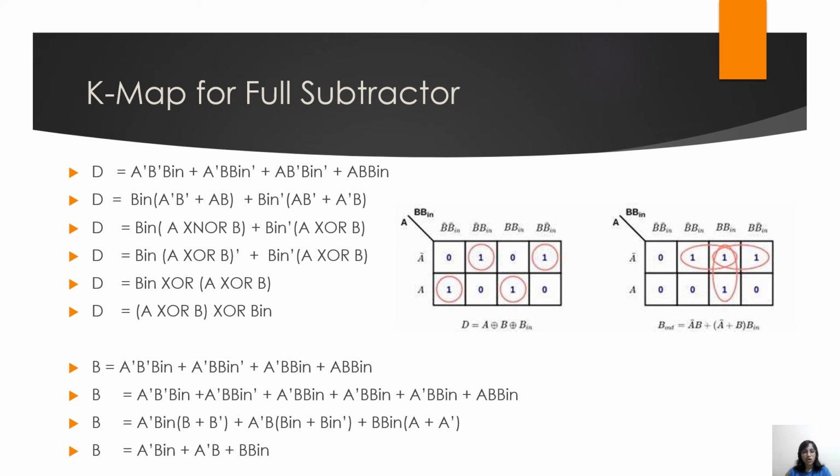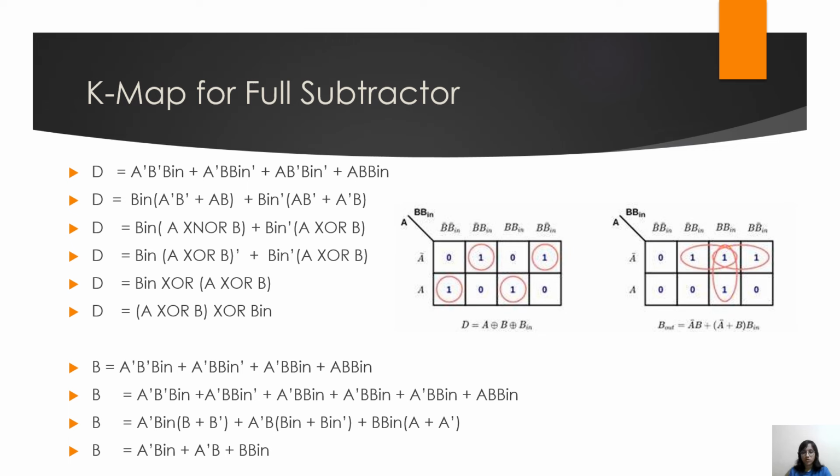Now, by taking Bin common in the first two terms, we can write it as Bin of A bar B bar plus AB, plus again taking the Bin bar common, Bin bar of A B bar plus A bar B. Now we can write the given term as Bin of A XOR B whole bar plus Bin bar of A XOR B. In the next step, Bin XOR of A XOR B. So finally, we get the output as A XOR B XOR Bin for the difference.